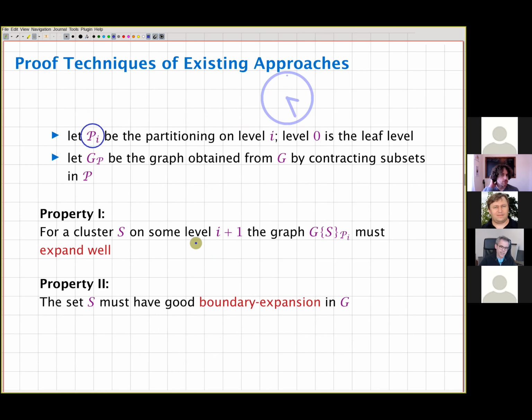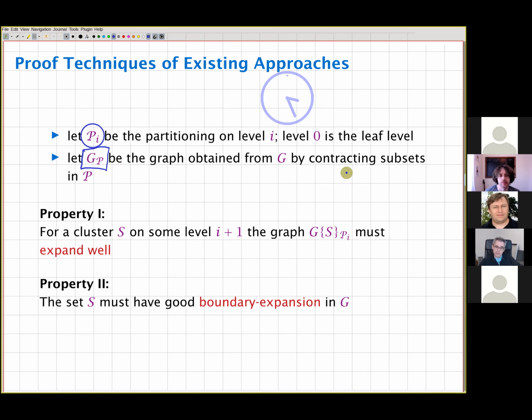And now I use this to denote the contracted graph. So what I do is I have a partitioning, and every vertex set in this partitioning, I contract into a single vertex. And this gives me a new graph. All edges that are between vertices of the same component disappear, and only the other edges remain. So this is a contraction.